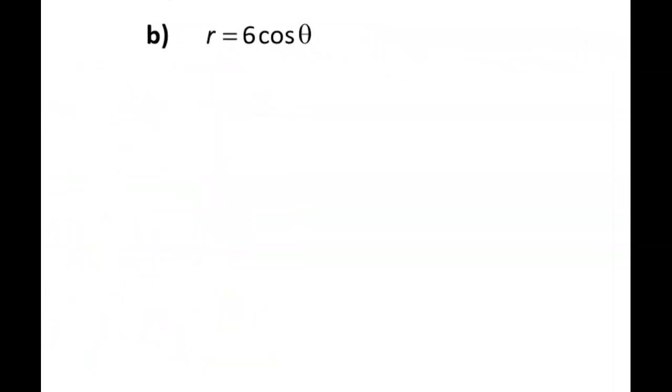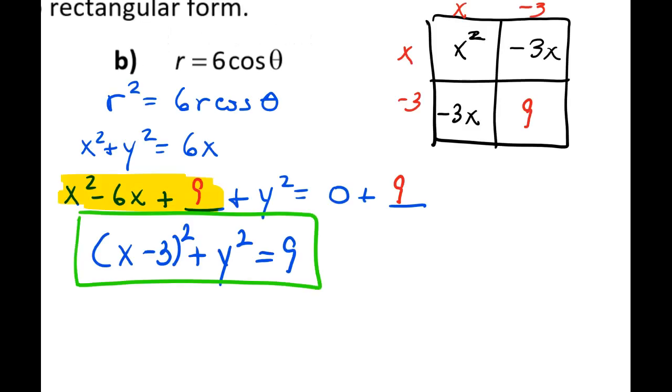All right, one more for you to try. r equals 6 times the cosine of theta. Pause the video while you do this. All right, this one was a circle.